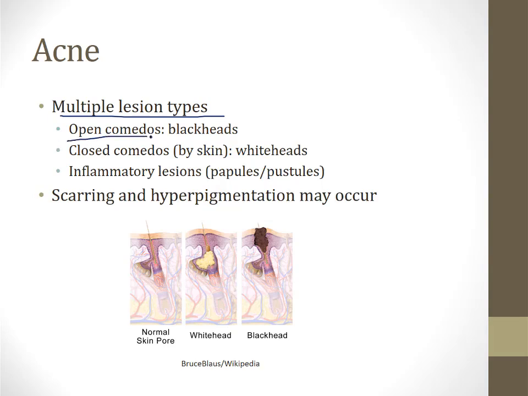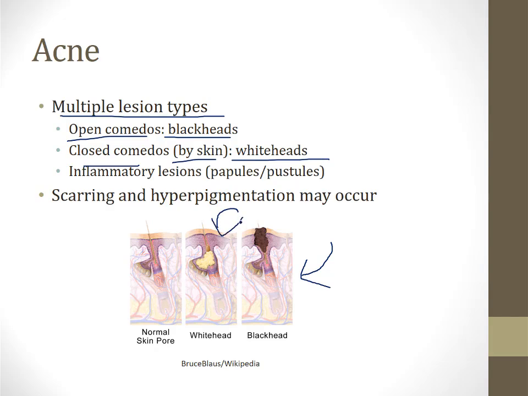An open comedo is called a blackhead. This is a cartoon of what one looks like here. So it's open, meaning it's not covered by skin and it's got debris sticking out, and that gives it a black appearance. That's why it's called a blackhead. Closed comedos are covered by skin. They're called whiteheads because they don't look black. This is a cartoon of what a whitehead can look like here.